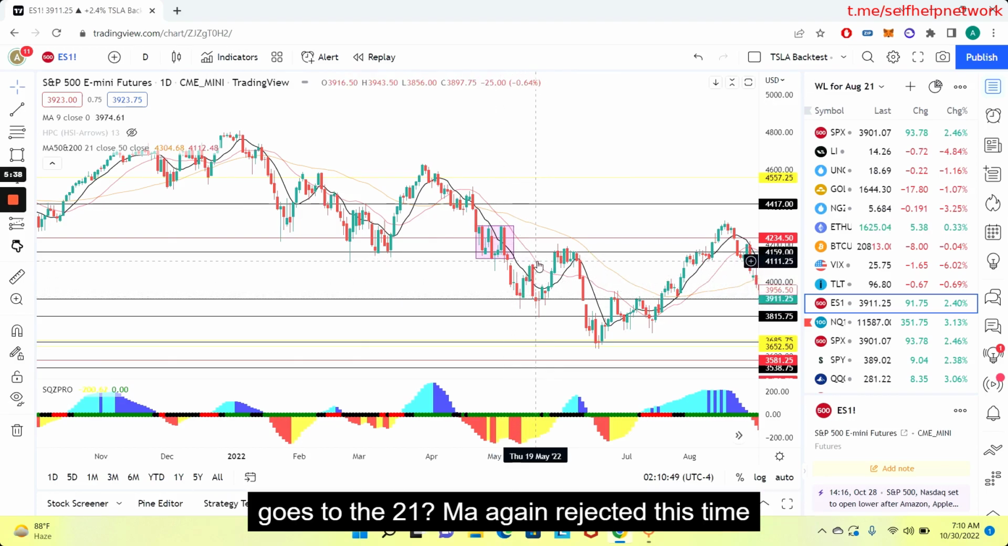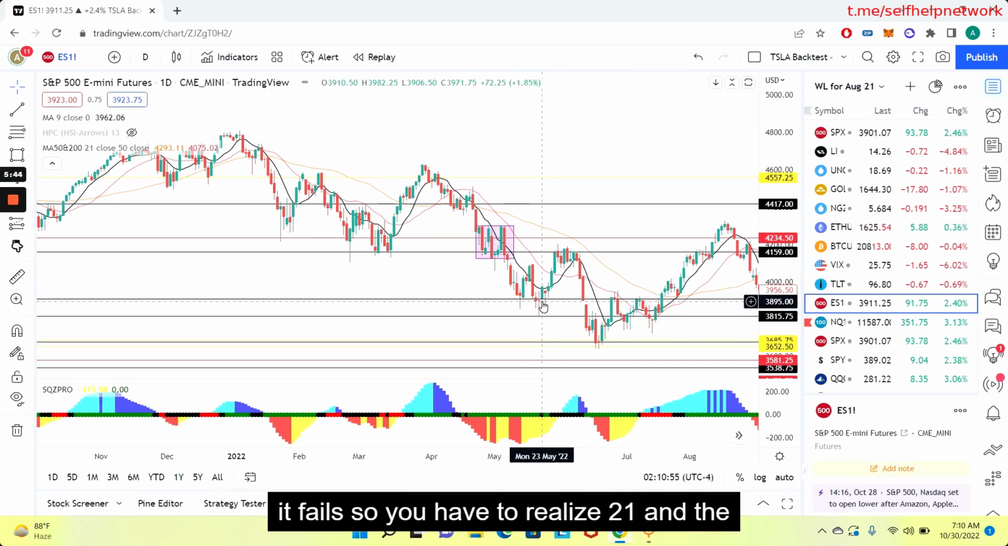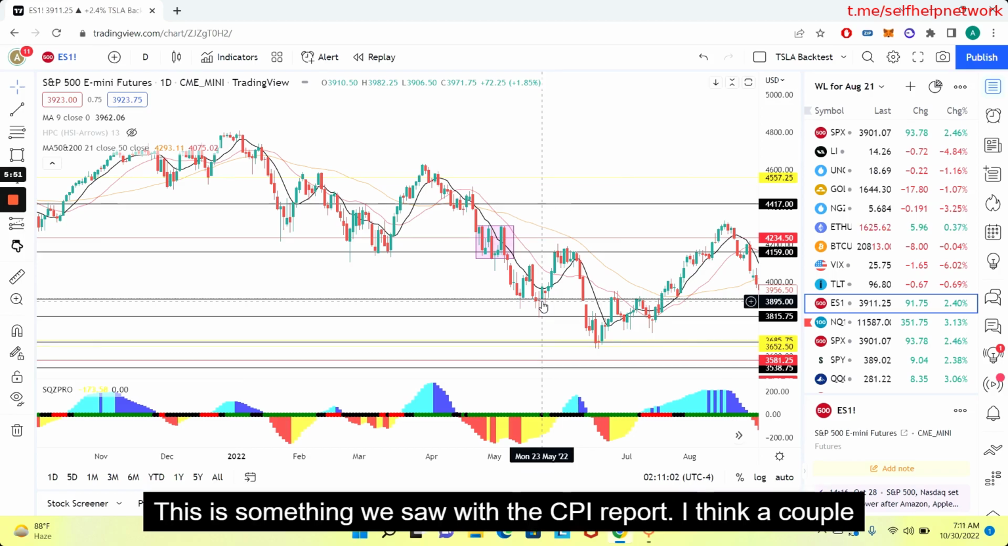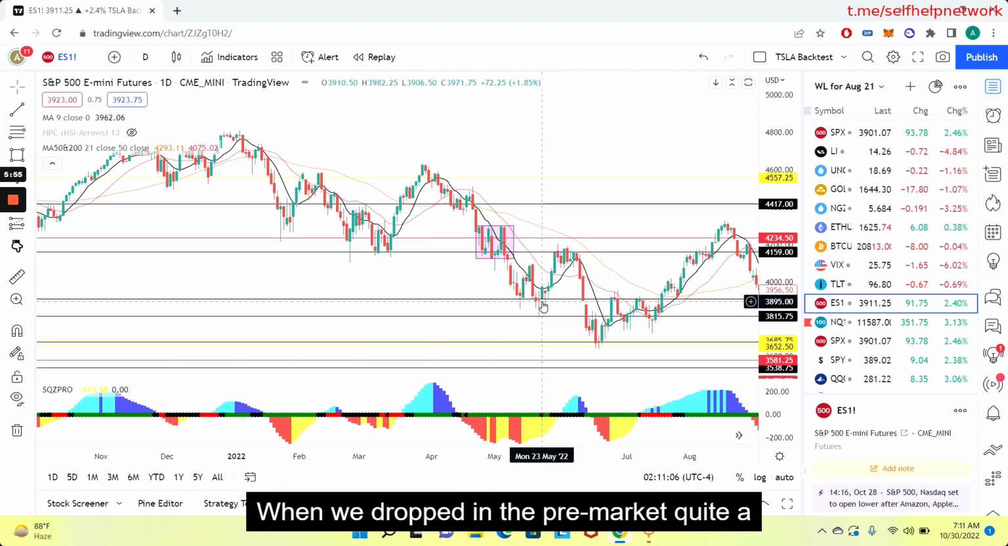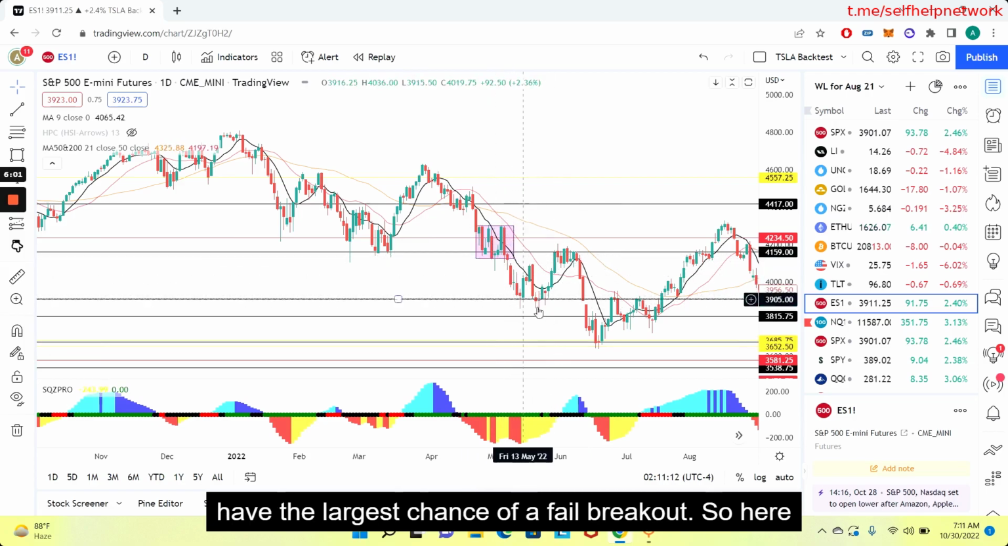Then what does price do after this downtrend is over? It goes to the 21 MA, again rejected this time, tries to break another 21 MA box, but this time it fails. So you have to realize 21 MA boxes have the highest chance of failed breakouts. This is something we saw with the CPI report, I think a couple weeks ago, when we dropped in the pre-market quite a bit and then had a massive rally. 21 MA boxes have the largest chance of a failed breakout.